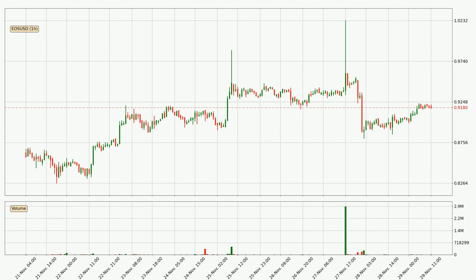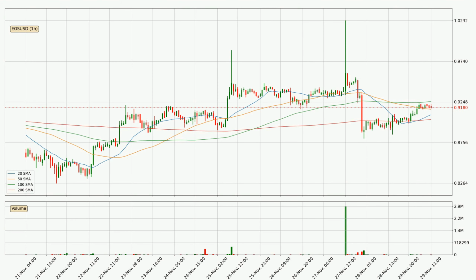By taking a look at the hourly time frame for EOS, the price moved up around 2.5% in the last 24 hours, with a current price of 91.8 cents. And the volume wasn't especially high, so this move wasn't very strong.